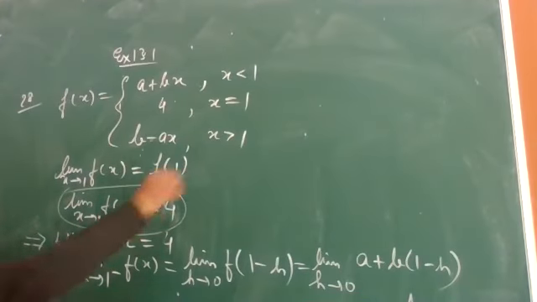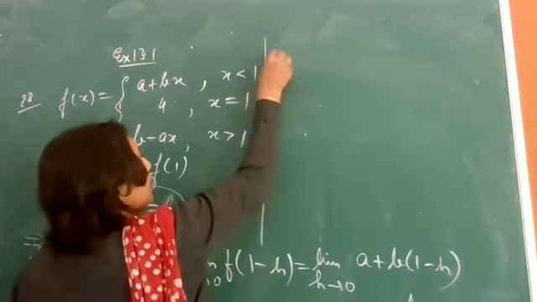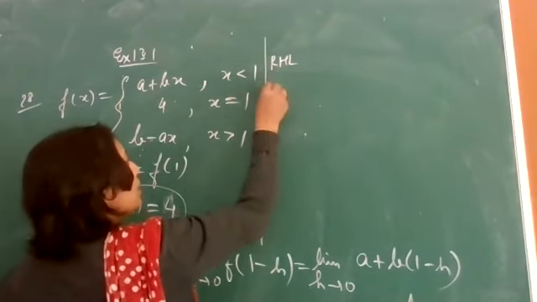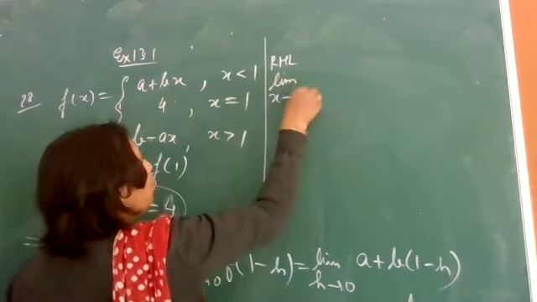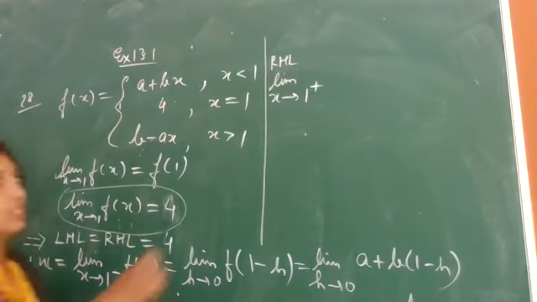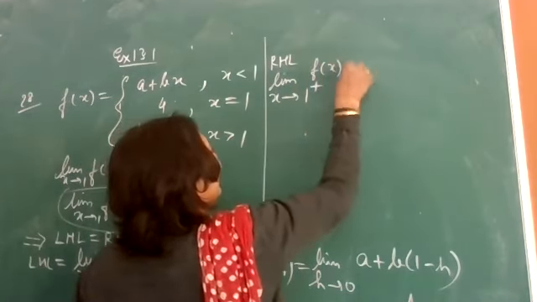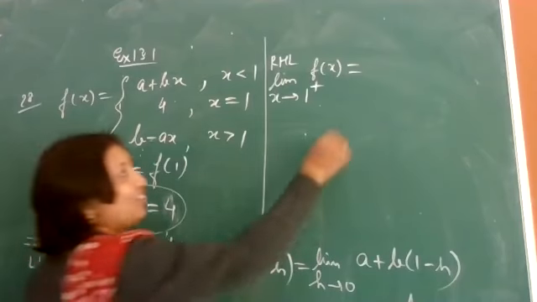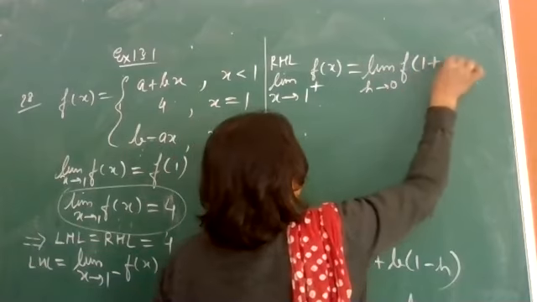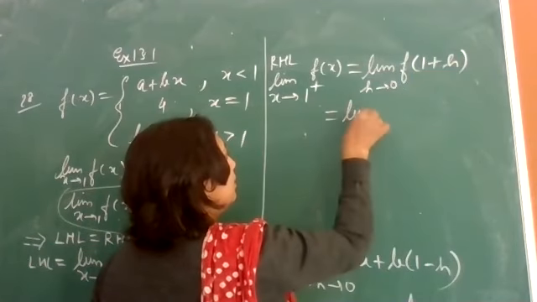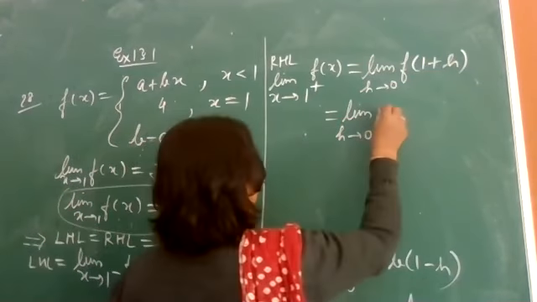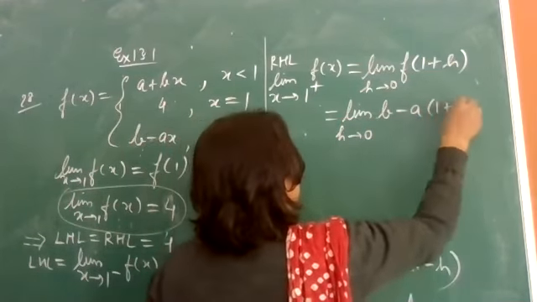Yeah. Second condition that we have, that is right hand limit. Let's take right hand. Now, right hand limit is limit x tends to 1 plus. When we are moving to 1 from plus values, so it is 1 plus. It is f(x). We will change the variable. Limit h tends to 0, f(1 plus h). And then, what is the function defined for 1 plus? b minus a. Yes, 1 plus h. b minus a, 1 plus h.